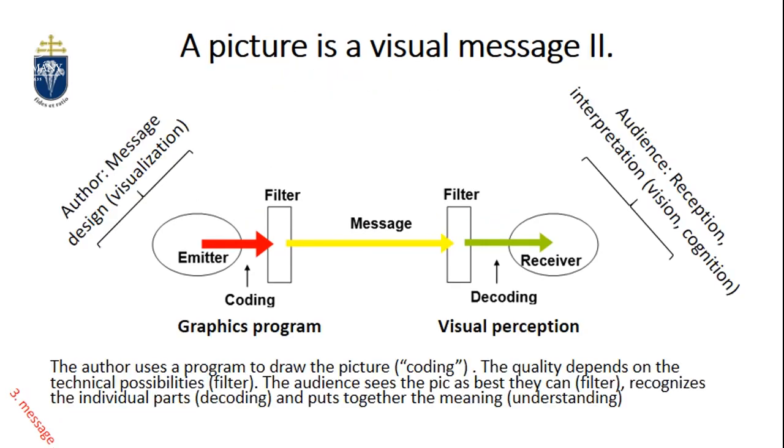Let's now apply the message principle to a scientific figure or slide. The emitter is the person who draws the picture. Coding means the program you run to create your picture. The filters can be different in various situations. For instance, the resolution of your picture is an important one. There is a filter on the receiving side too. This is the resolution of the reader's computer, or the resolution of the projector in a conference room. The receiver is the audience of your presentation, the readers of your manuscript or dissertation, the reviewers.